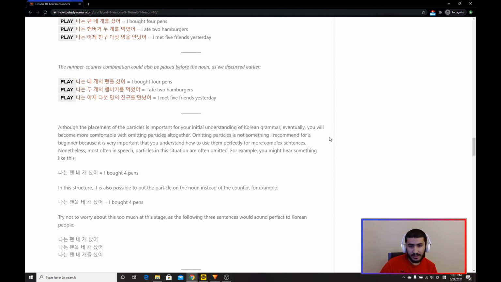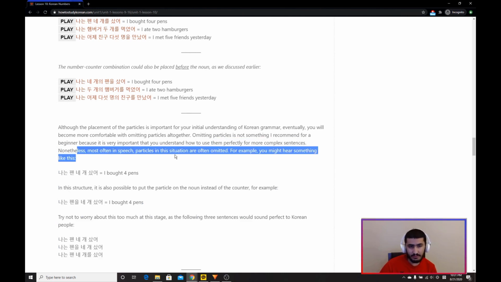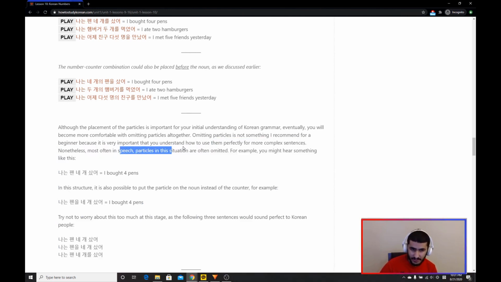He wouldn't recommend it for beginners because you want to get a really solid understanding of how to use them. Sometimes you're going to have to use them, and you don't want to be omitting them right now. You want to be playing it safe, because otherwise, when you have to use it, you might say it wrong and people are confused. So you can use them perfectly for more complex sentences. Nonetheless, most often the particles in this situation are omitted.